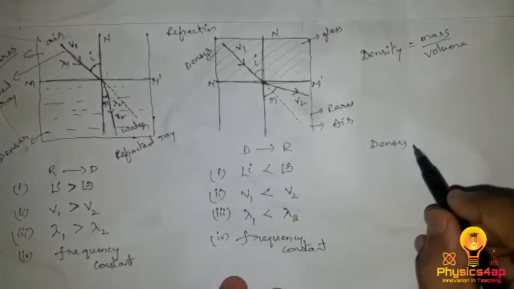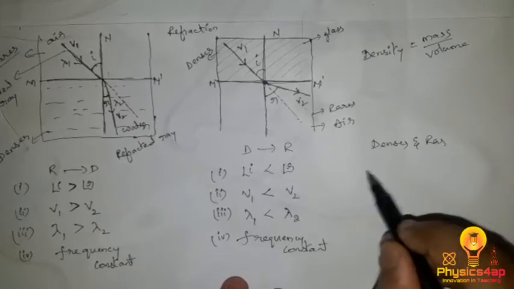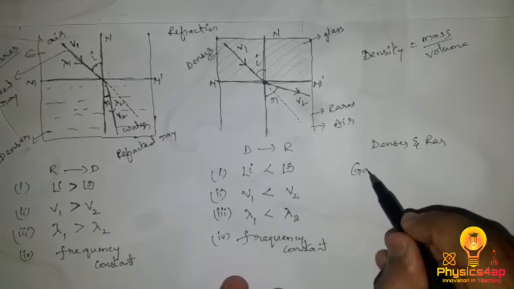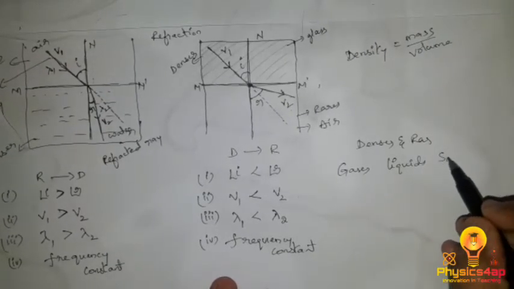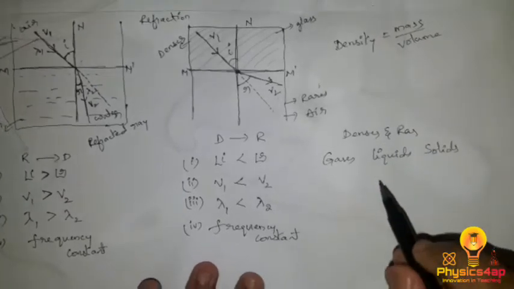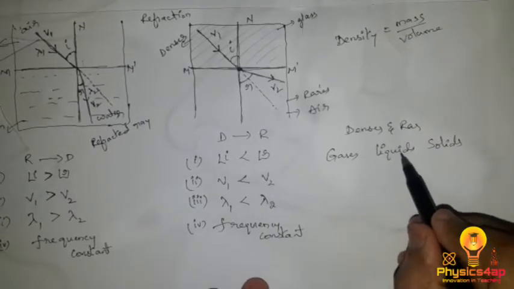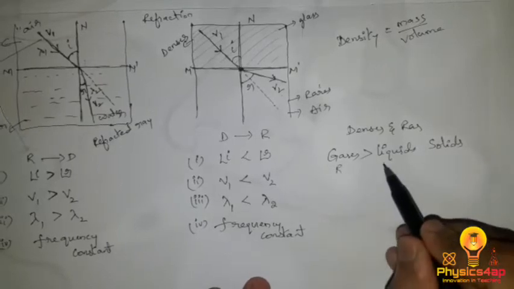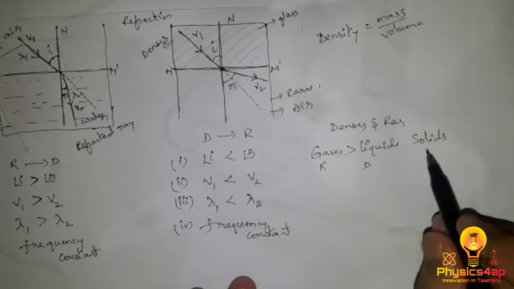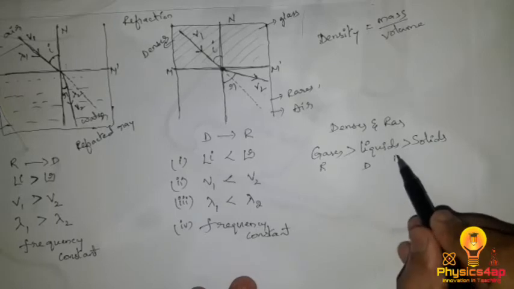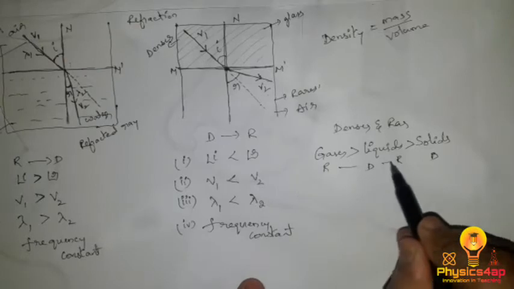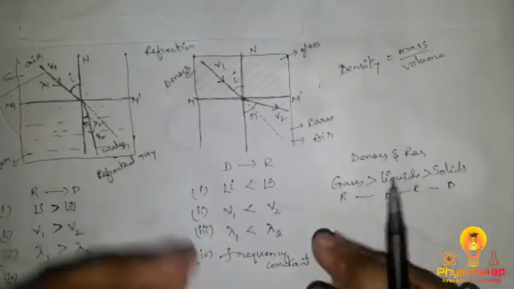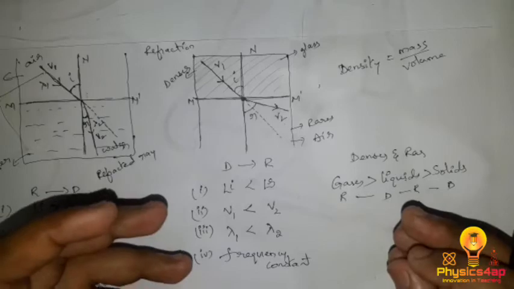How can you compare the rarer medium? Remember gases, liquids and solids. So when compared to the liquids, gases are the rarer medium and the liquids are the denser medium. But when compared to the solids, liquids are the rarer medium, and solids are the denser medium. So you can compare a little bit. When they give two different mediums, you need to understand which is the rarer medium and which is the denser medium. Simple.